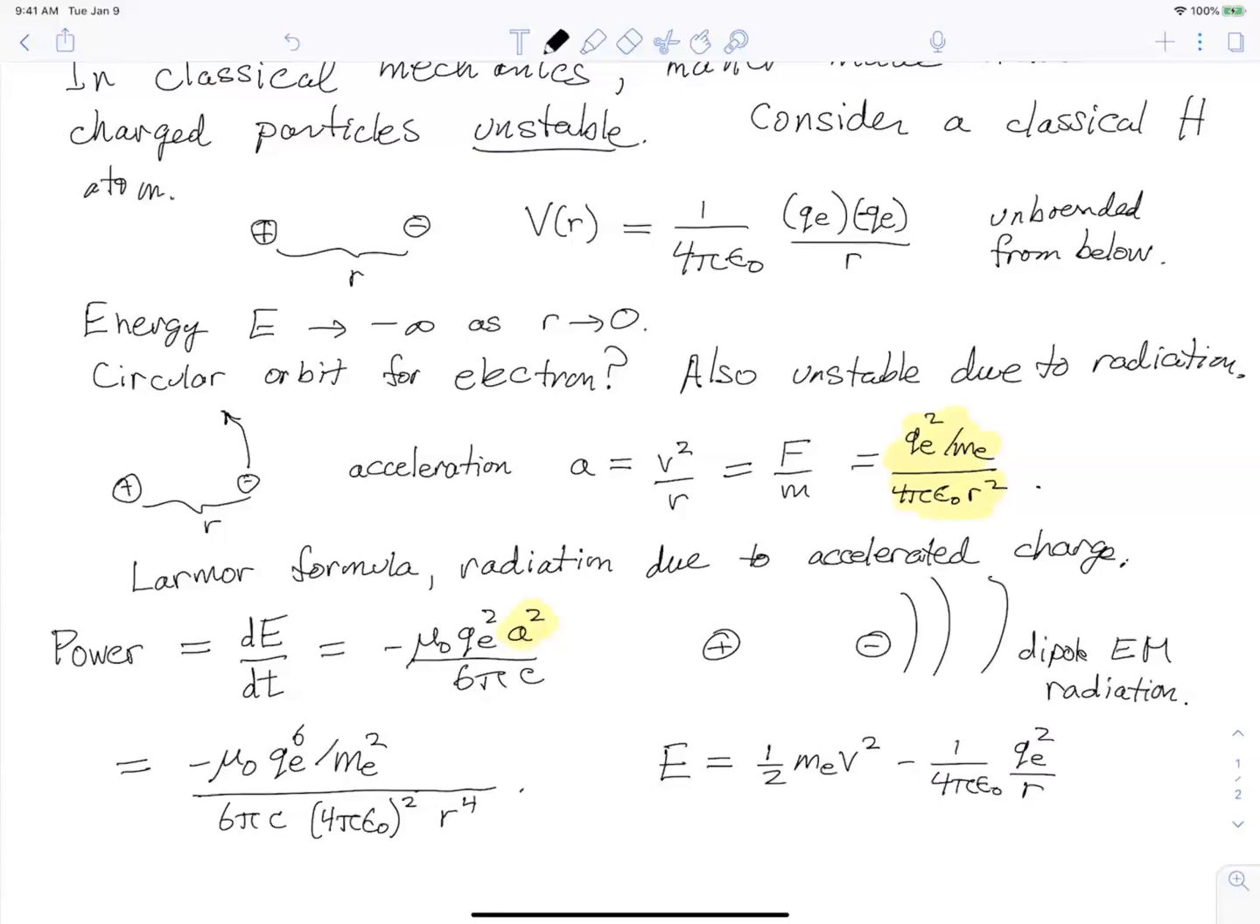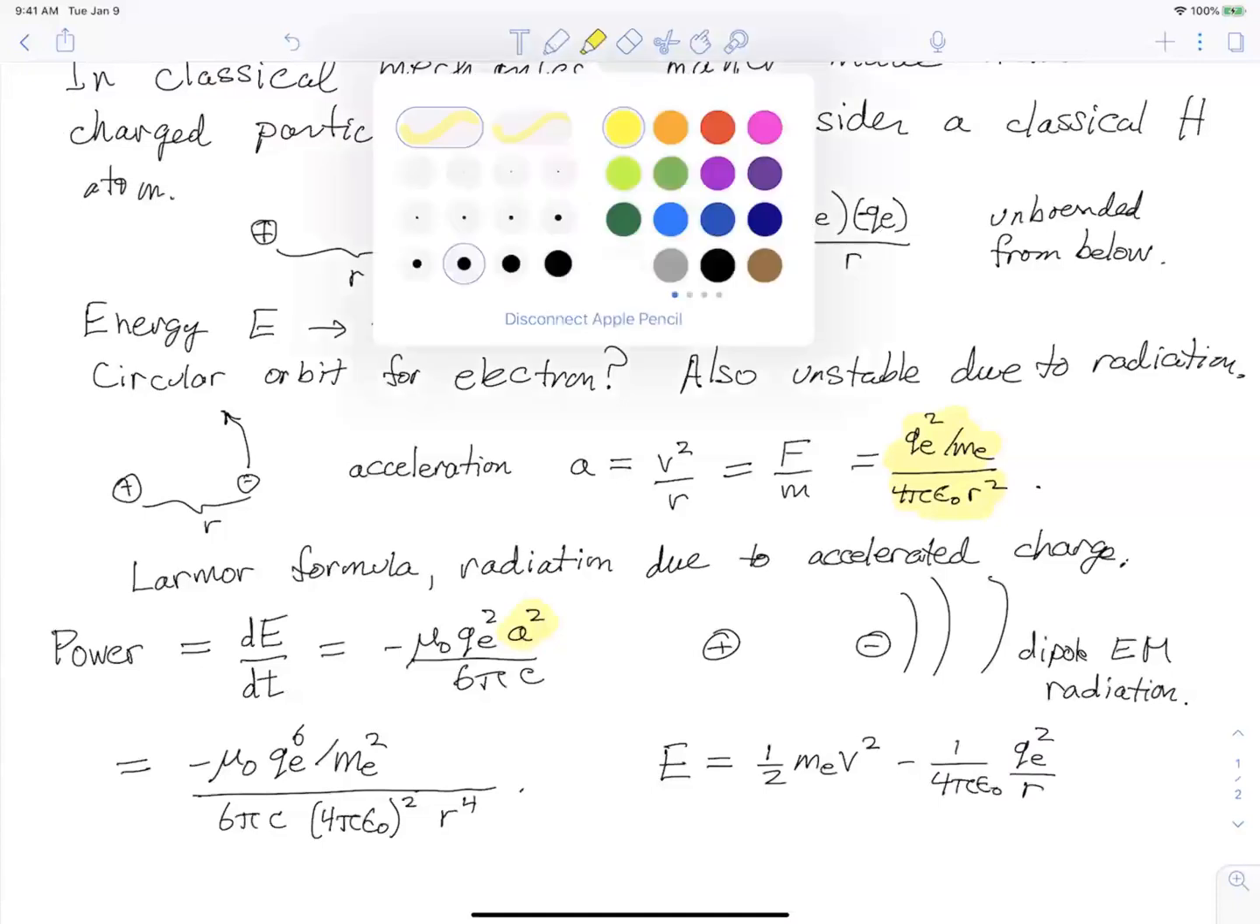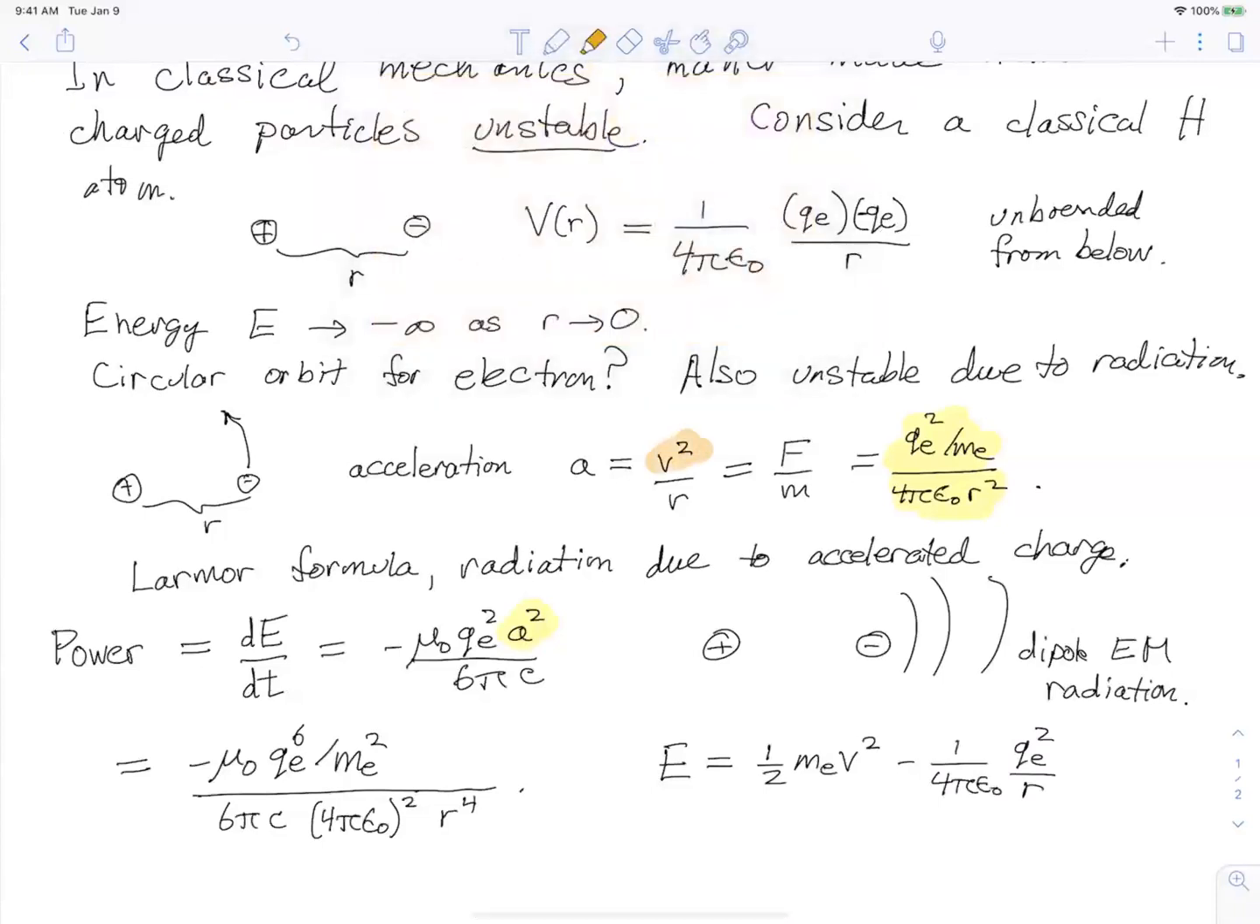Okay, and now we're going to use the fact that we have this expression for v squared over r, which we can use to plug in here, and use that to simplify this expression. So for the energy, it turns out that what happens is you just get the second term with a factor of 1/2 in front. So this is 1/2 of the second term, which is negative. And so it's minus 1 over 4 pi epsilon naught QE squared over R.